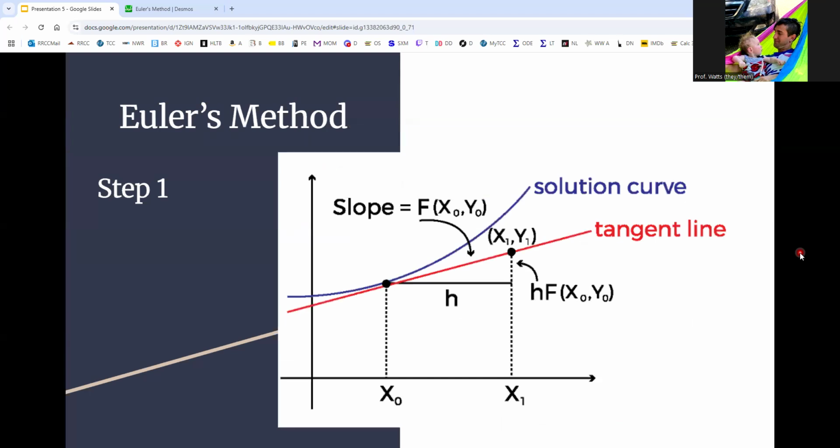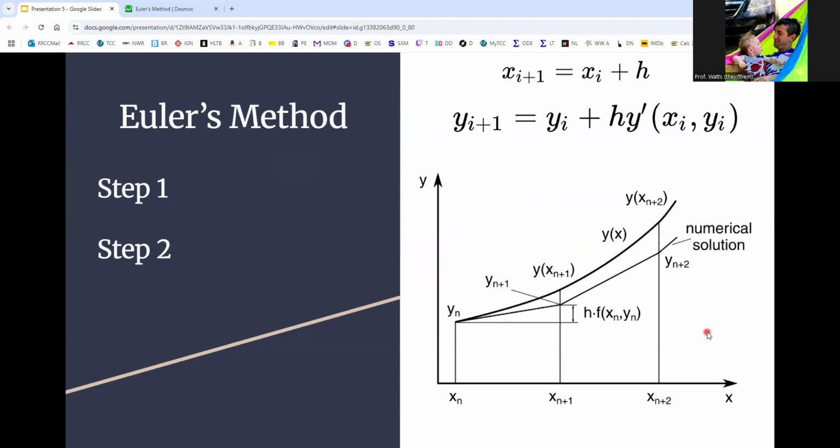Now, in general, the solution itself is nonlinear, and so it's going to have a curve to it. So the tangent line is never going to be exactly matching up with it. And this leads to some error between the approximation from the tangent line and the actual solution itself. Now, if we take multiple steps, we will see that we get further away from the actual solution.